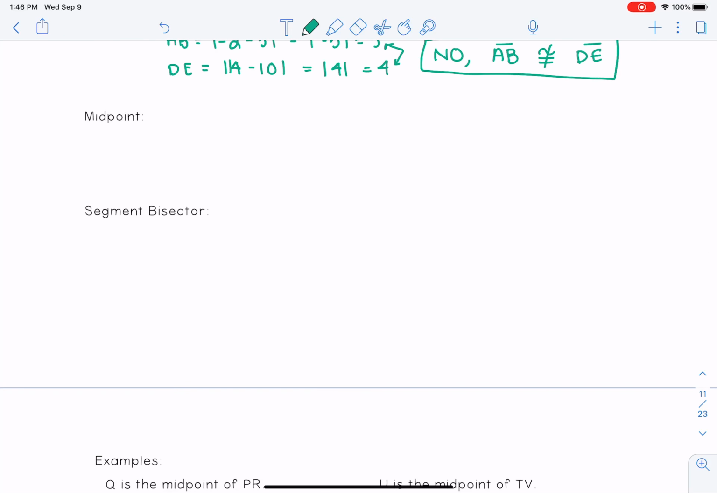Next up, we come up with something that's called a midpoint. You've probably heard of this before. It's the point that divides a segment into two equal parts.